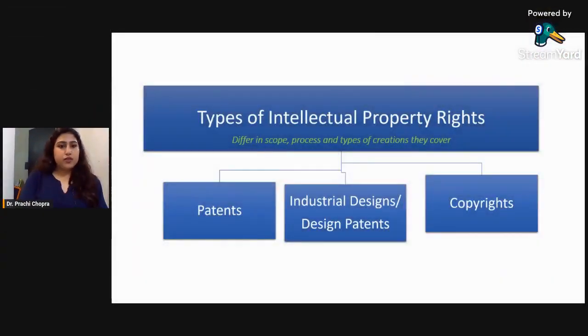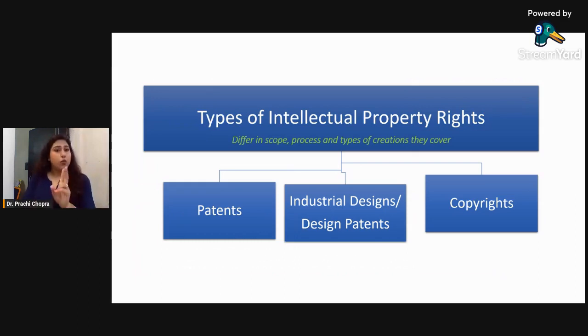So, see, there are many different types of intellectual property rights like trademarks, copyrights, patents, designs, geographical indications, but narrowing down to the ones which relate to inventions and are majorly used in the IP industry, I want to tell you about three major types of intellectual property rights. See, patents, copyrights, and industrial designs or design patents.